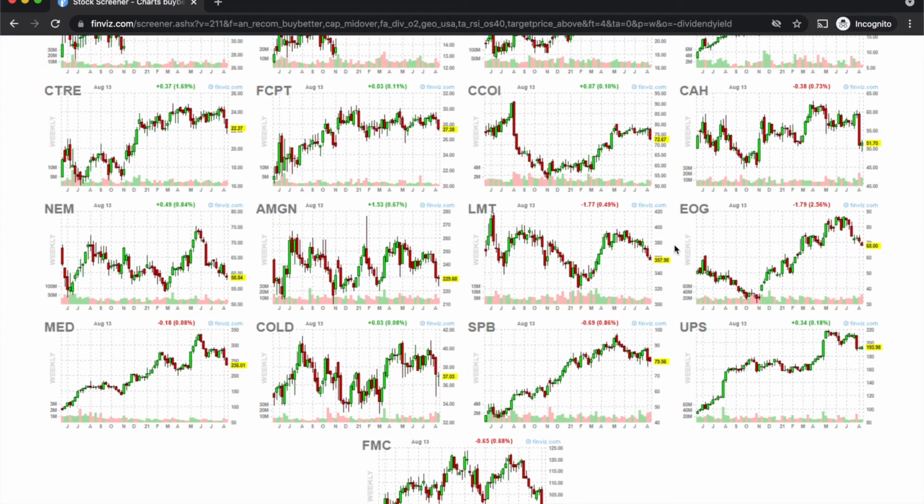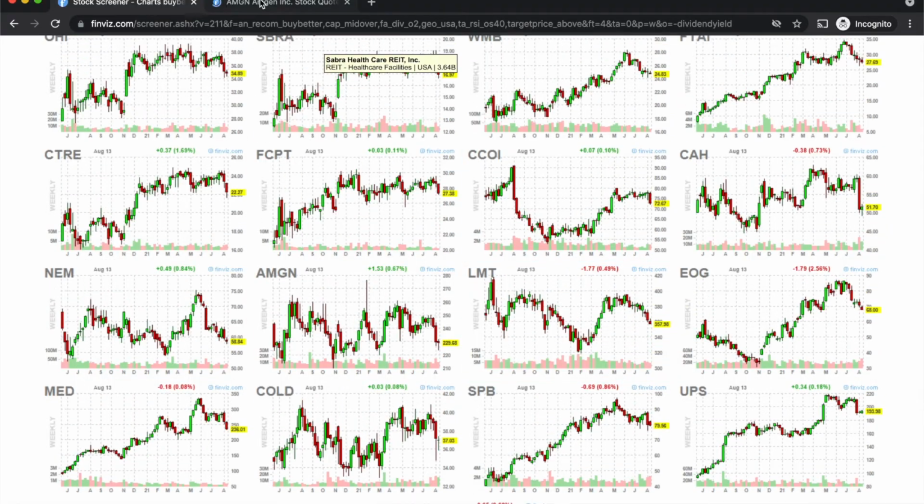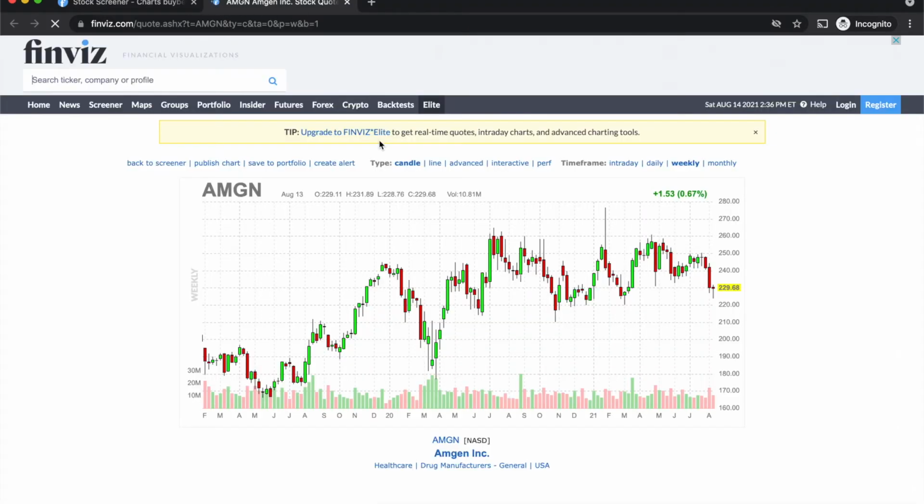So if I simply look at these companies, one good investment opportunity that I can straight away see here is AMGN, and I will tell you the reason why AMGN stood out for me. Lockheed Martin also, to a certain extent, but I would expect it to go slightly lower than this because it can fall further. So let's look at AMGN in detail.